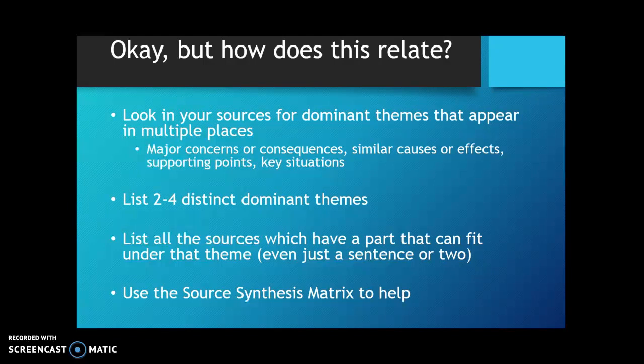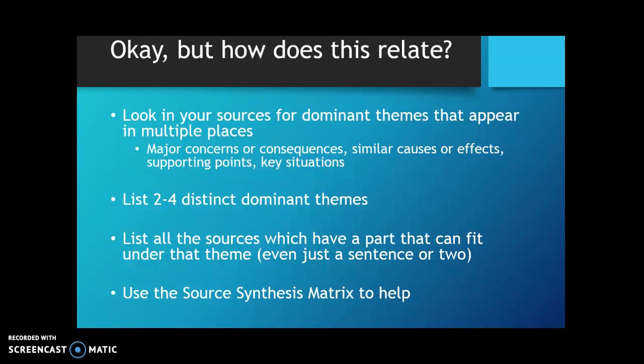Well, what you have to do is look in your sources for those dominant themes that appear in multiple places. This can be tricky. It takes a little bit of time. If you've done your annotated bibliography right, then you can do this pretty quickly, but sometimes you have to go back to the sources. You've got to find a number of dominant themes.